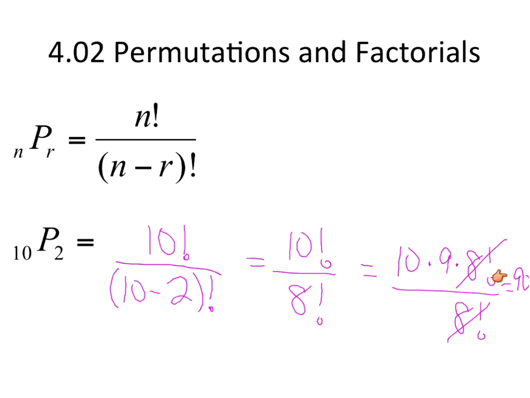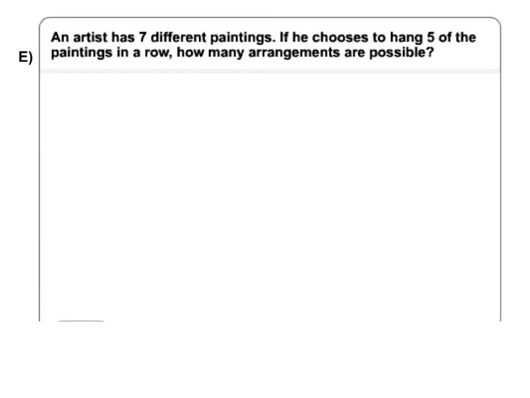Are there any questions about any of the steps for this first example? So we're just taking N and R and we're plugging them in. Okay, so let's try again. An artist has 7 different paintings. If he chooses to hang 5 of the paintings in a row, how many arrangements are possible? Has your mom or dad ever tried to hang paintings on a wall and they're not quite sure how many they want to put in a space? That's kind of this problem. So let's first write it in permutation notation. Let's put our capital P. How many total paintings am I talking about? 7. How many am I picking at a time? 5. I'm picking 5 at a time.